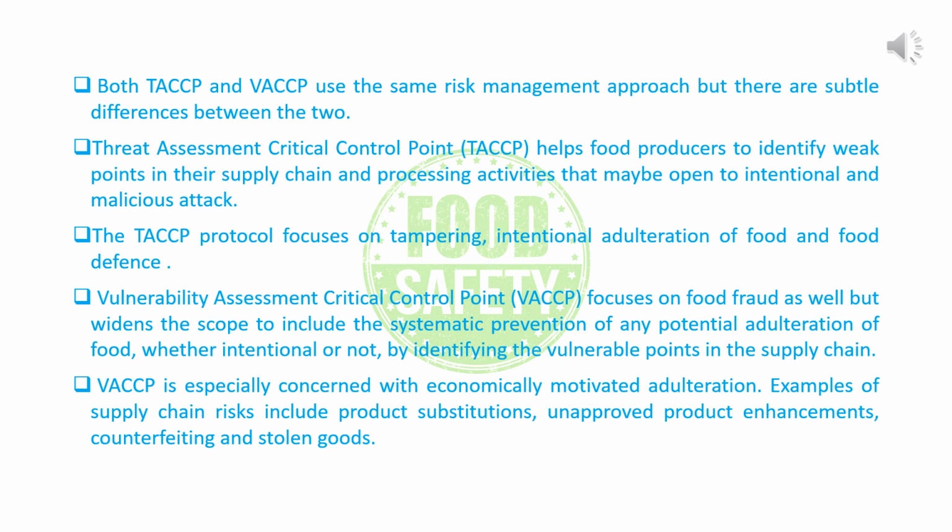Vulnerability Assessment Critical Control Point (VACCP) focuses on food fraud as well, but widens the scope to include the systematic prevention of any potential adulteration of food, whether intentional or not, by identifying the vulnerable points in the supply chain. VACCP is especially concerned with economically motivated adulteration. Examples of supply chain risk include product substitution, unapproved product enhancement, counterfeiting, and stolen goods.